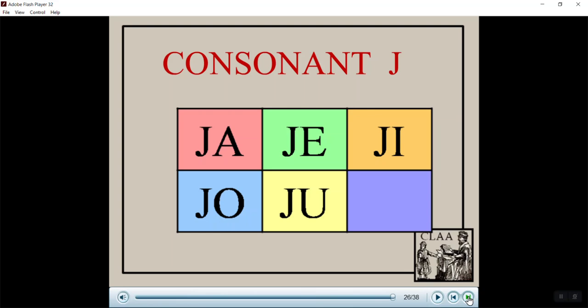Look at the green box. In Classical Latin, this would have been the vowel I followed by the vowel E. We would have read it ye. But in Church Latin, we read this je. Look at the orange box. In Classical Latin, this would have been Ii. In Church Latin, we read this as Ji. Look at the light blue box. In Classical Latin, this would have been Io. In Church Latin, it's Jo. Lastly, in the yellow box, in Classical Latin, this would have been Iu. In Church Latin, we read it as Ju.